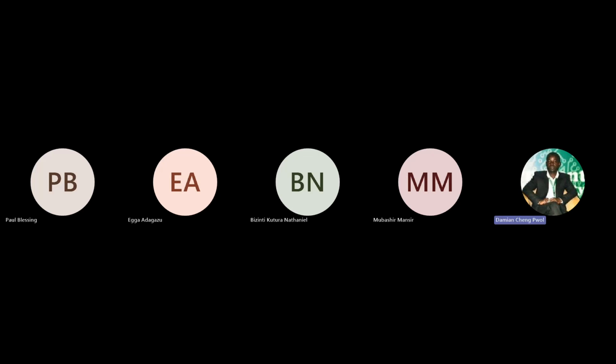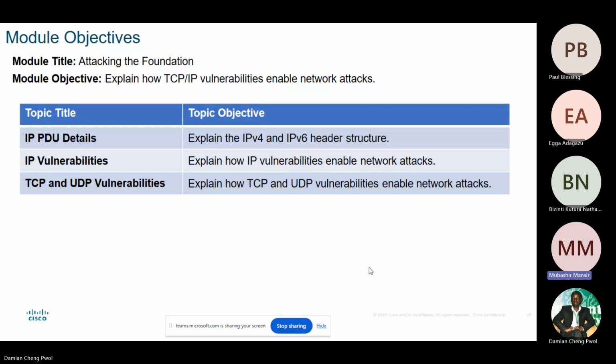That's what we're going to look at. So these are the objectives. IP PDU details. That is the title. Topic objective: explain the IP version 4 and IP version 6 header structure.